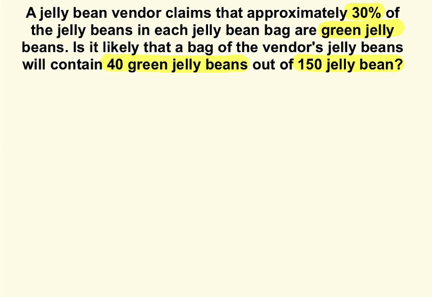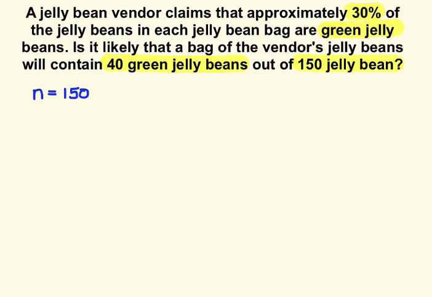Okay, so we're looking at an outcome of 40 green jelly beans out of a selection of 150 jelly beans, when the probability, according to the vendor, is that 30% of the jelly beans in a bag will be green. Okay, so let's write down our givens using our variables from the previous slide. N is the total number of jelly beans in the bag. There are 150.